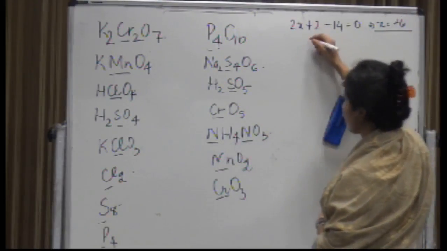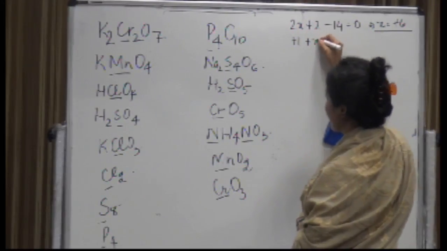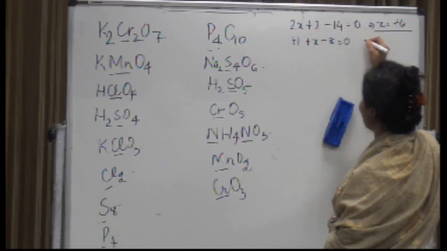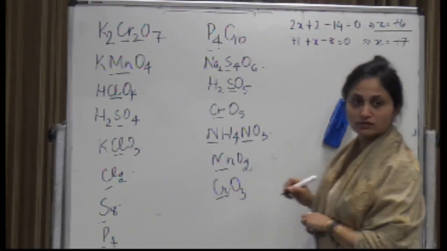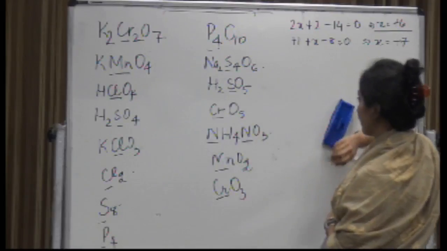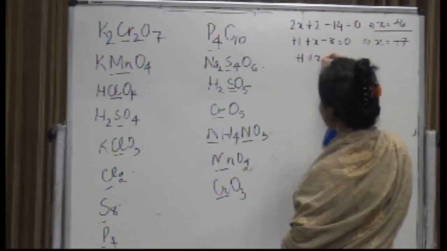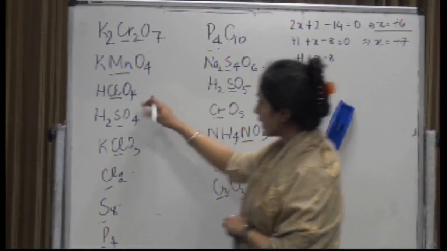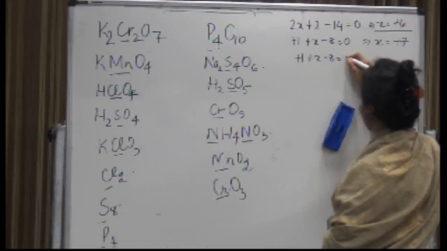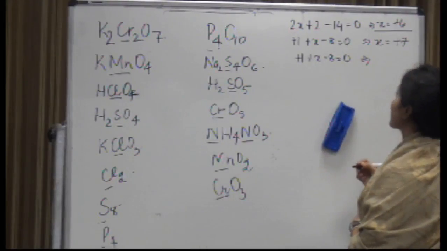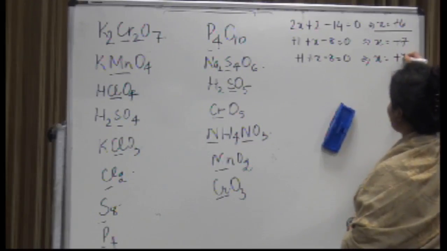Next, for the case of KMnO4, it will be plus 1 plus x minus 8 is equal to 0. So x is equal to plus 7. Clear? Next, we have HClO4: plus 1 plus x minus 8 again, right? So minus 8 again, so that is equal to 0. So this implies x will be equal to 7.